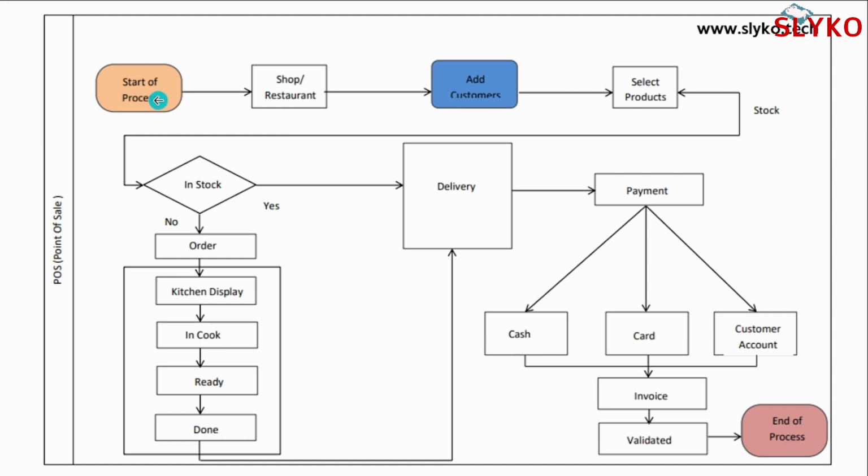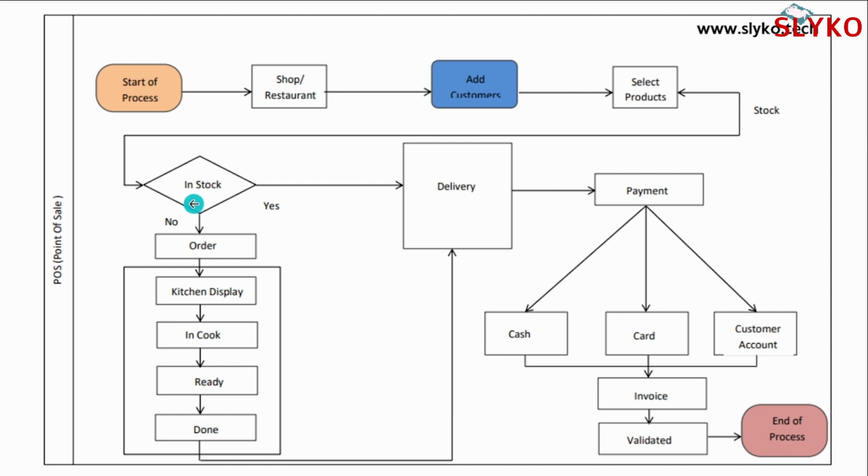The POS workflow begins with the start of the process in a shop or restaurant setting. Customers are attended to and select their orders, which are added to the cart. The stock availability is verified to ensure products are ready for delivery. If the stock is available, the process moves forward. Otherwise, it goes to temporary restocking.